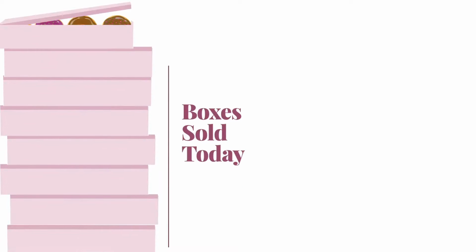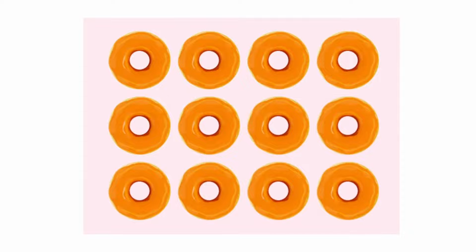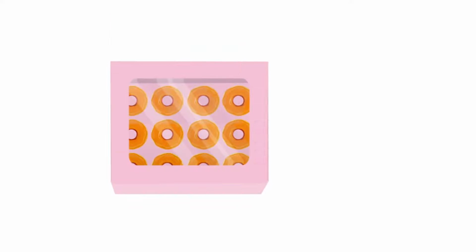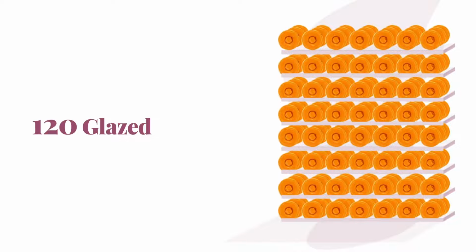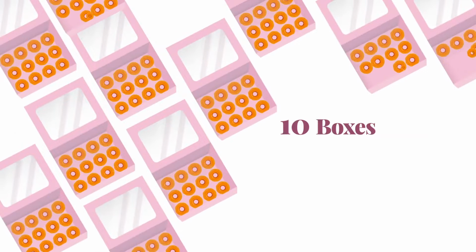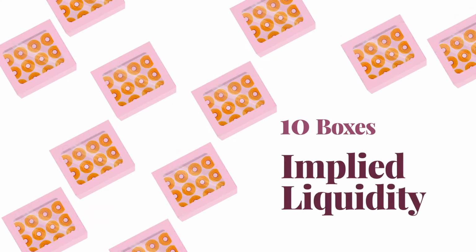Introducing implied liquidity. Implied liquidity looks beyond how many boxes of donuts are sold on an average day and considers the availability of the individual donuts that go into the boxes. Let's say our donut shop offers boxes of a dozen glazed donuts on their menu. If the donut shop usually has 120 glazed donuts available on an average day, they can create up to 10 boxes per day of that assortment. This means the implied liquidity of boxes of glazed donuts is 10 boxes per day, regardless of how many boxes they usually sell per day.